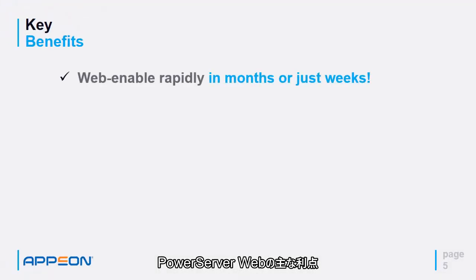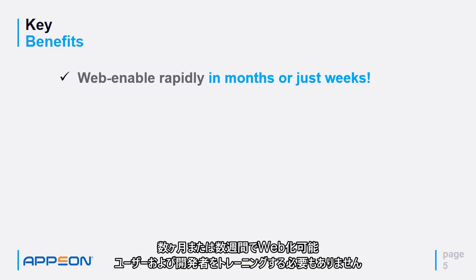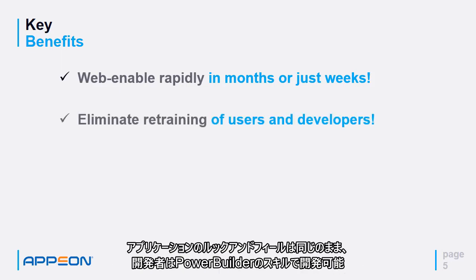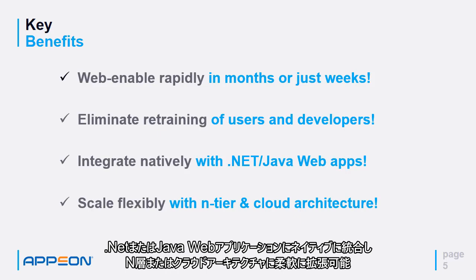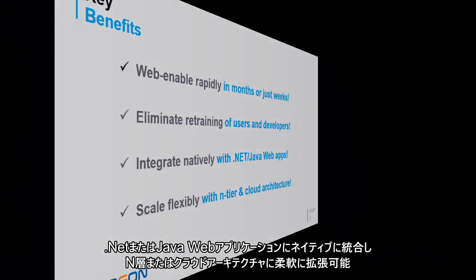So what are the key benefits of PowerServer Web? Web enable rapidly in months or just weeks. Eliminate retraining of users and developers. Your application look and feel stays the same, and your developers use the existing PowerBuilder skills. Integrate natively with either a .NET or Java web applications, and scale flexibly with PowerServer's N-tier and cloud-ready architecture.